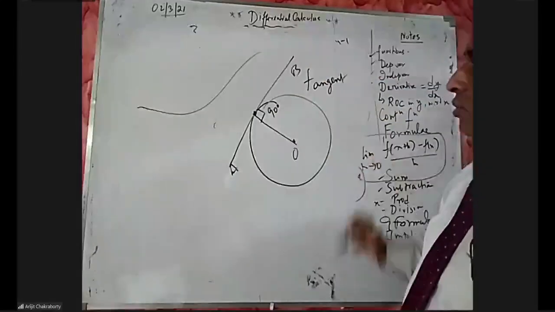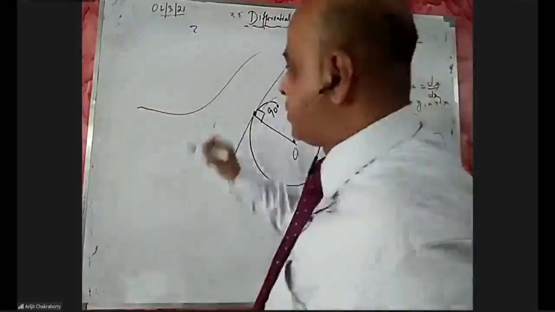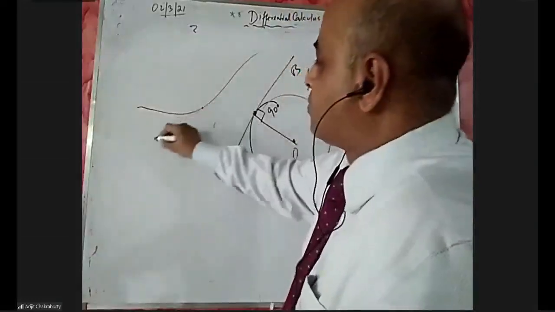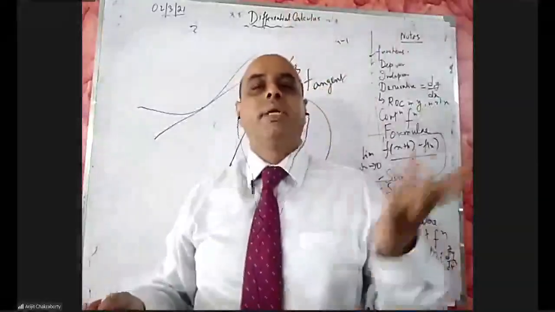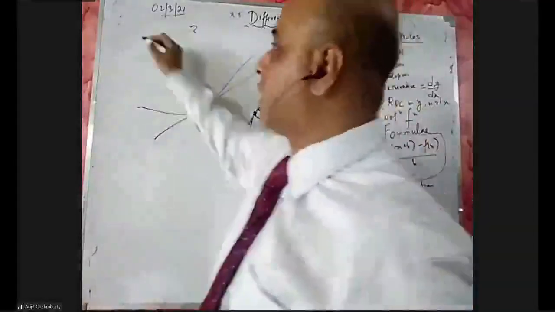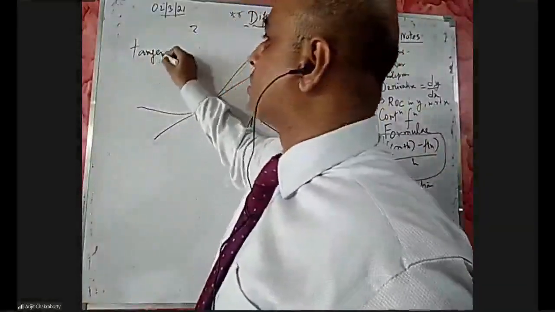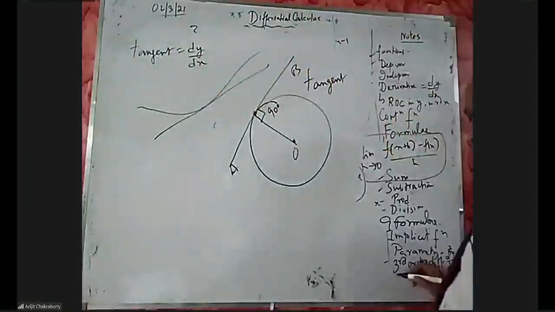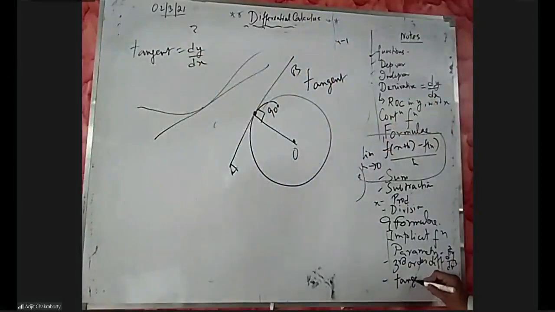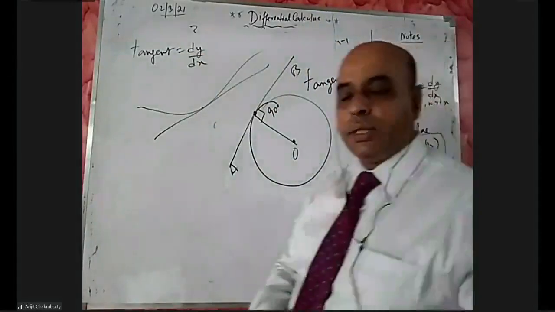Circle center is O. So here also in this graph, the tangent will be at this point like this. Tangent is nothing but dy by dx. Just remember that tangent formula is nothing but dy by dx. Okay, so I'm writing tangent. We are doing the tangent part. So tangent is dy by dx.